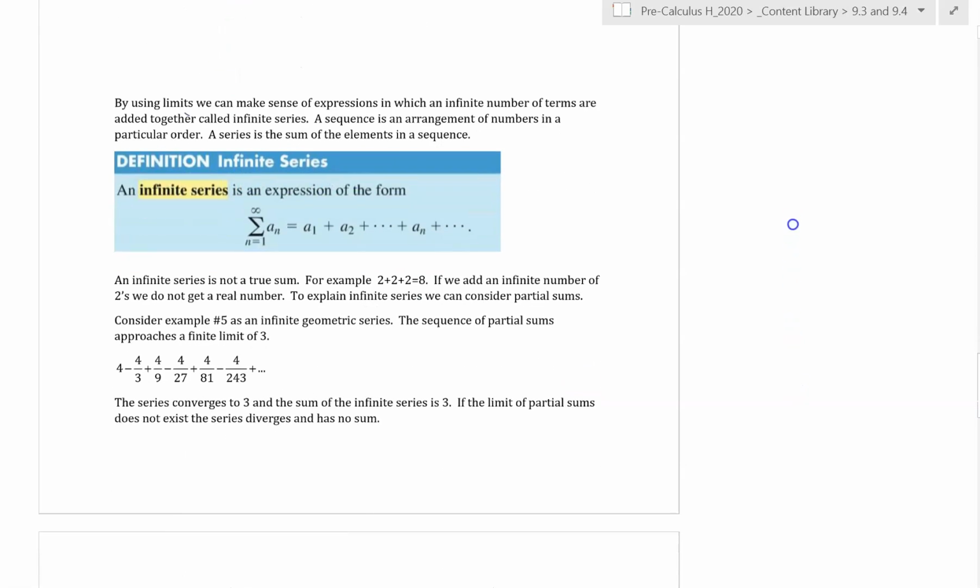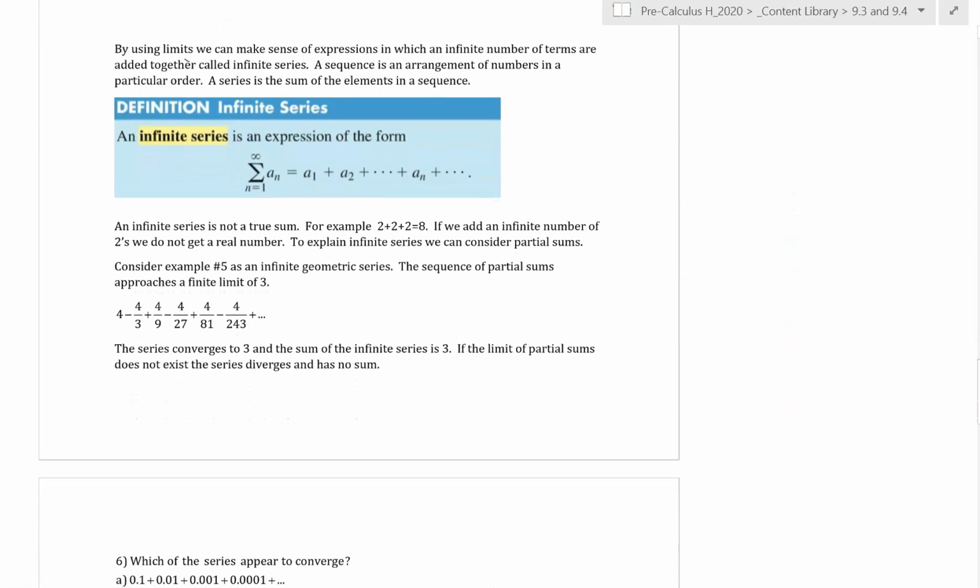So again, go ahead and read the blue box about an infinite series. Okay, and an infinite series is not a true sum. For example, 2 plus 2 plus 2 is 6. If we add an infinite number of 2's, we do not get a real number. So to explain infinite series, we can consider partial sums. So let's consider example number 5 as an infinite geometric series and think about the sequence of partial sums.